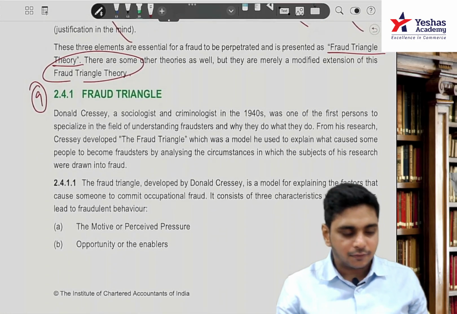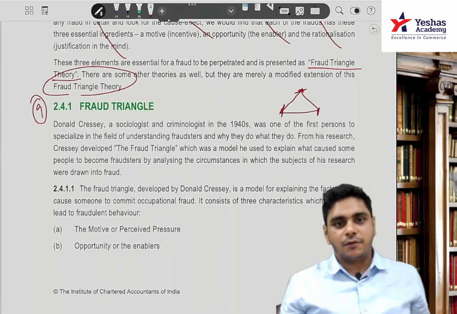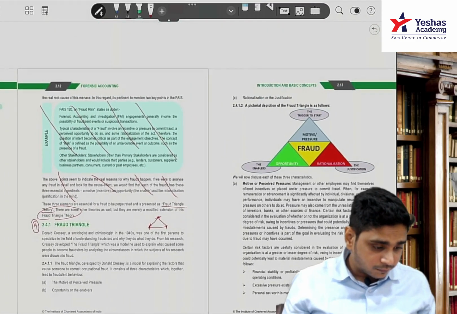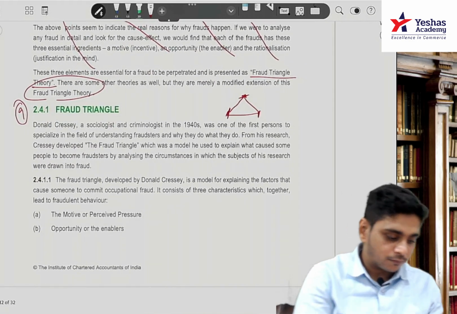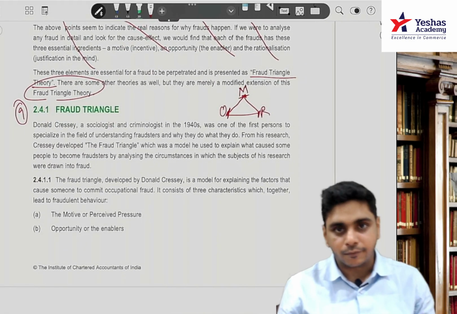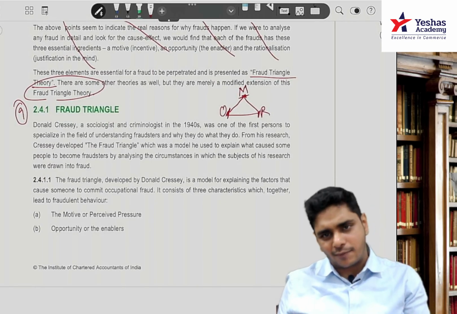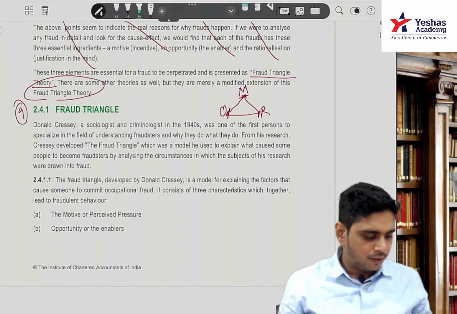Fraud triangle. These are the three points of the triangle. Why would somebody commit a fraud? We call this MOR, more. M-O-R, or R-O-M, O-M-R, whatever you want to say.